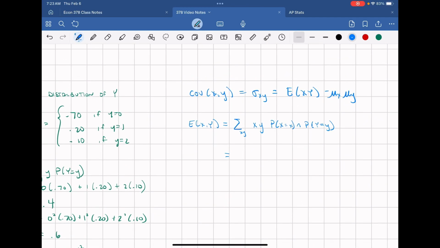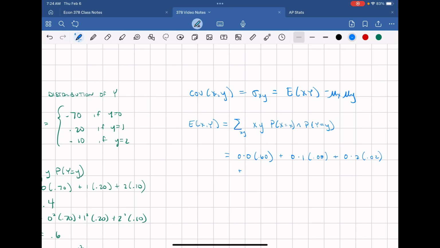So here's what we'll get: when x is 0 times when y is 0, the probability of that is 0.60, plus when x is 0 and y is 1, that happens with a probability of 0.08, or sorry, reverse that, 0.08, plus when x is 0 and y is 2, that occurs with a probability of 0.02. That's the top row from our table. And notice that those values will all be 0.